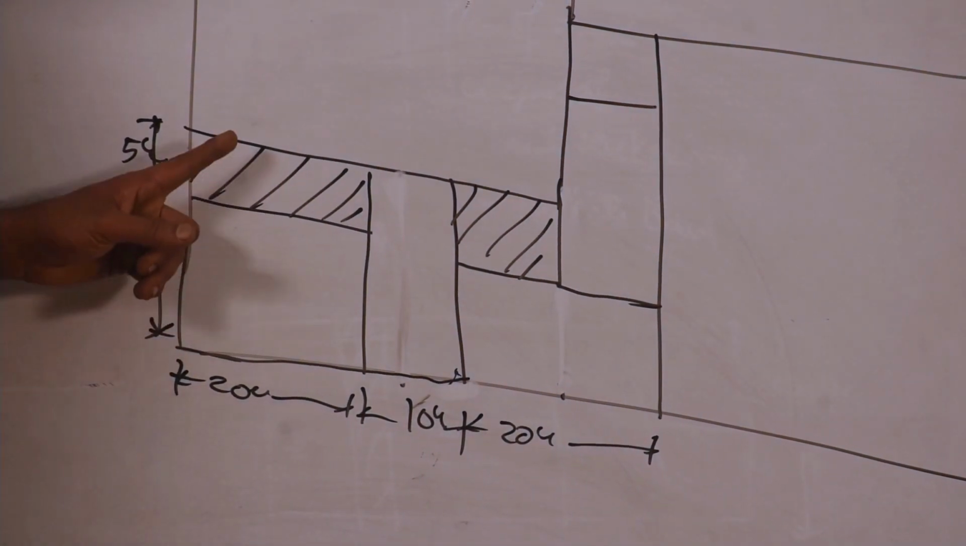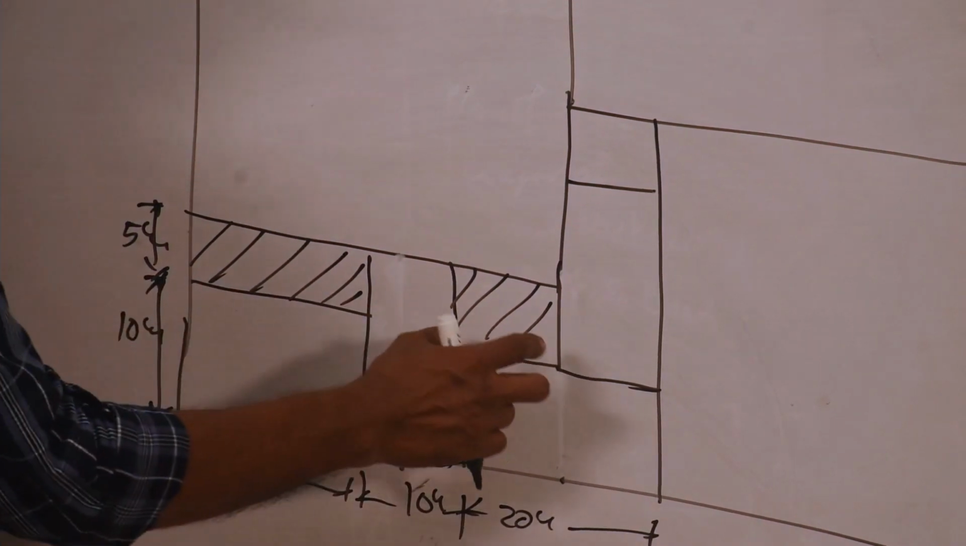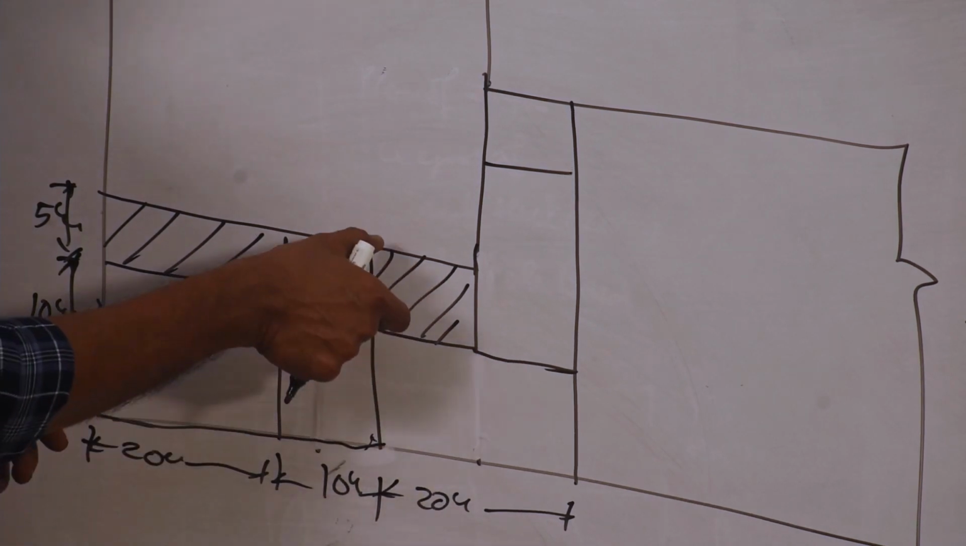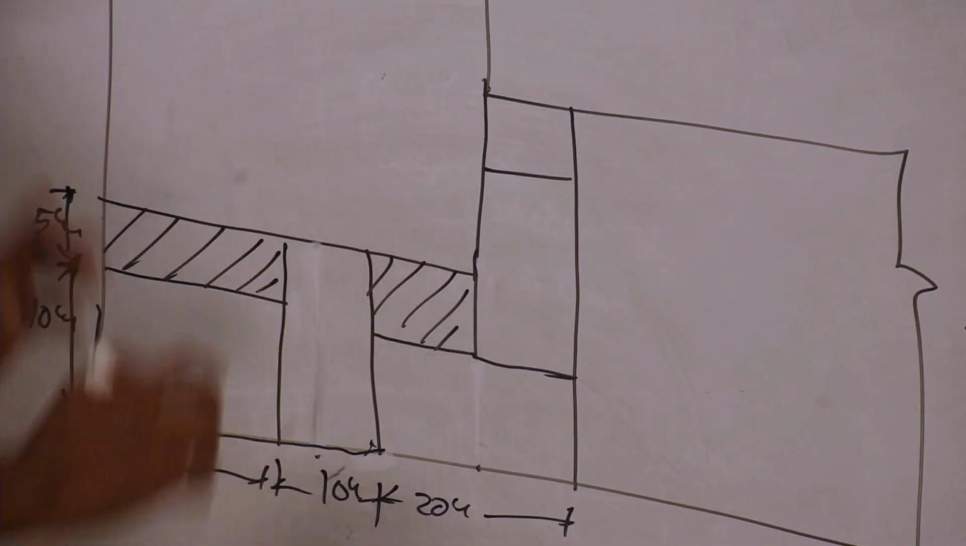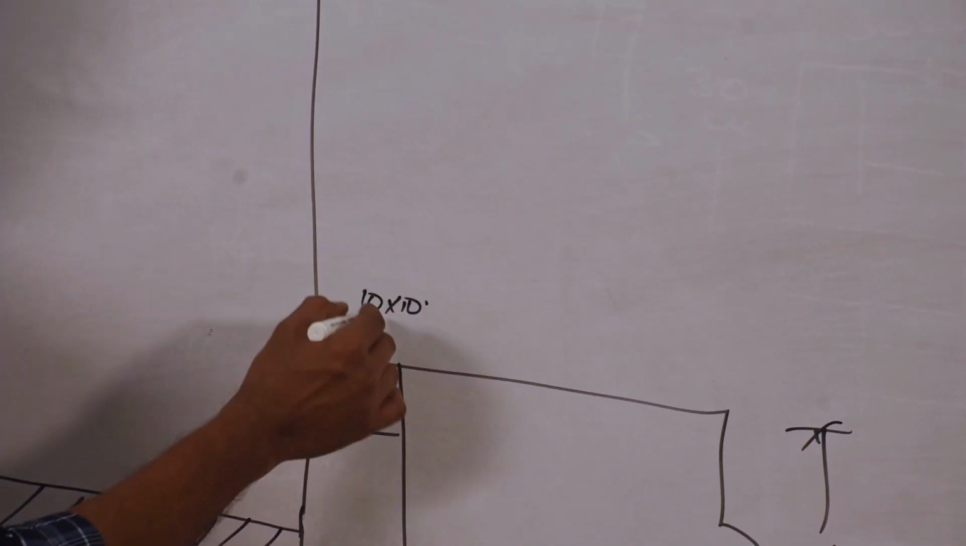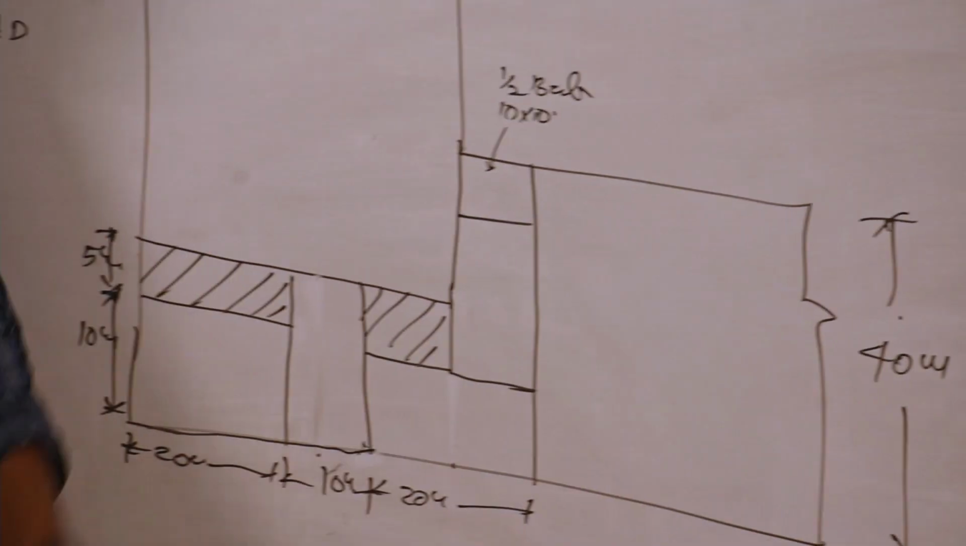So this is a full brick. This is queen closer. This is 10 by 15, that is 3 by 4 bat. What about this dimension? That is 10 by 5, that is half of a queen closer. And here 10 by 10, that is half bat. So if you remember this much detail, the remaining is very easy.